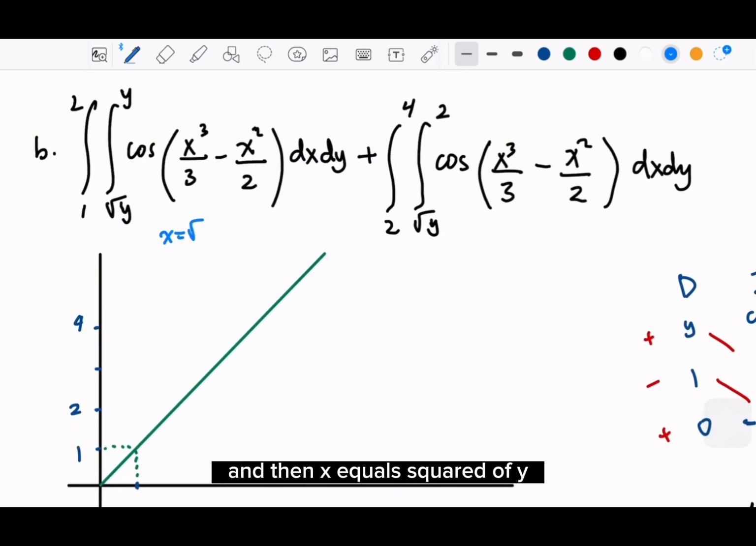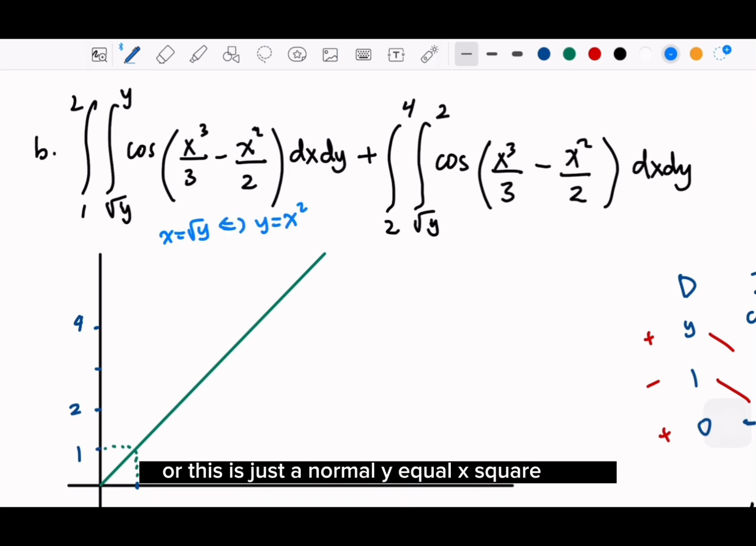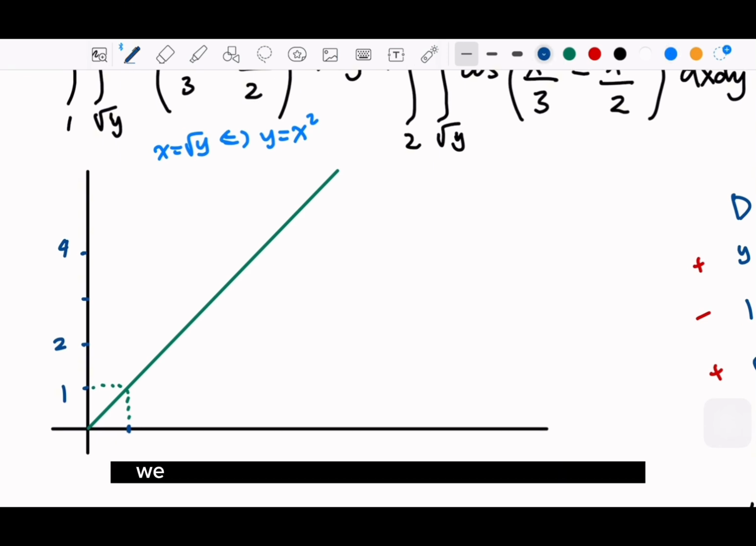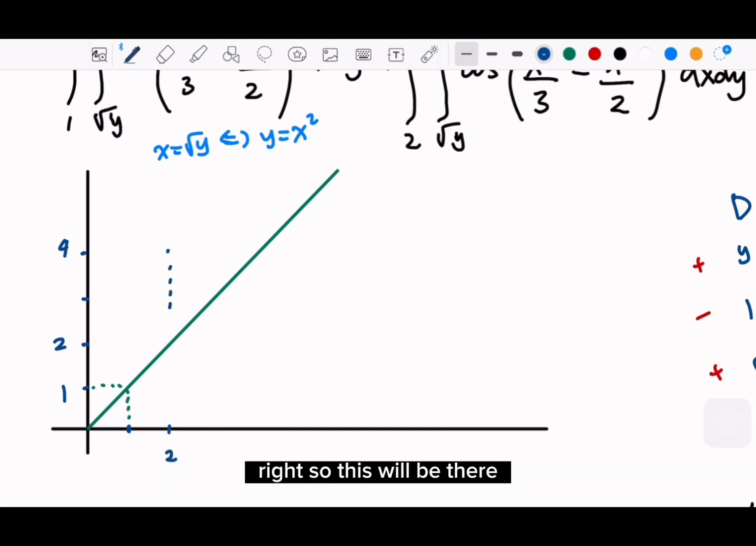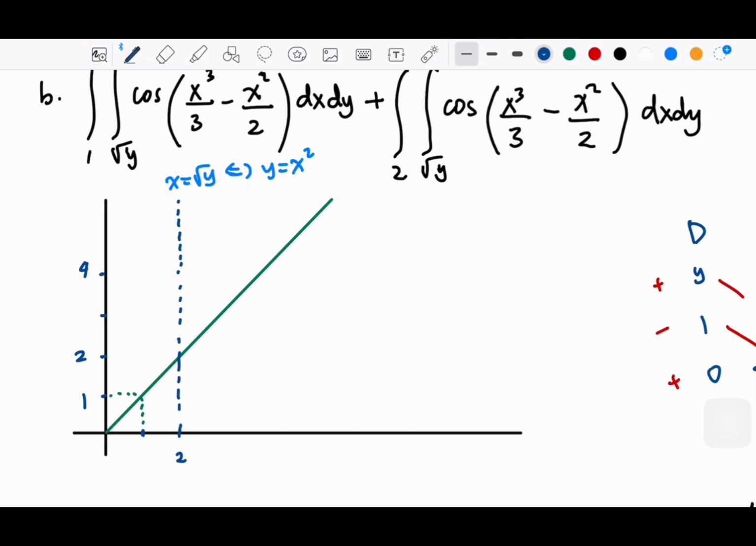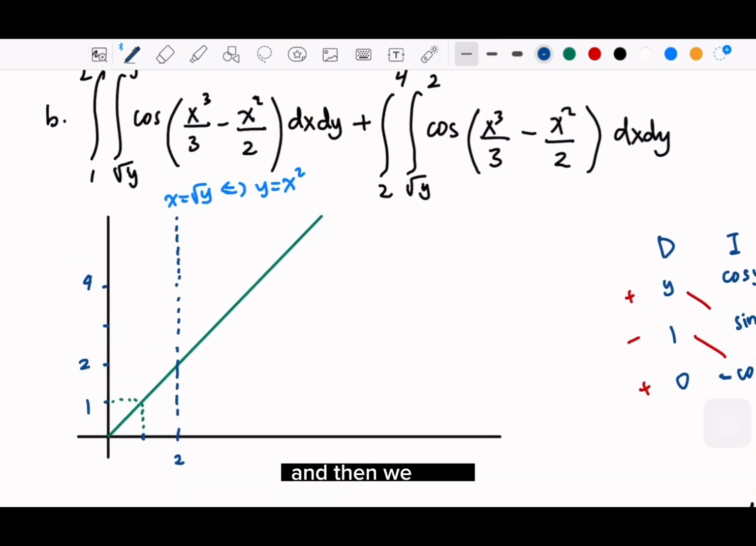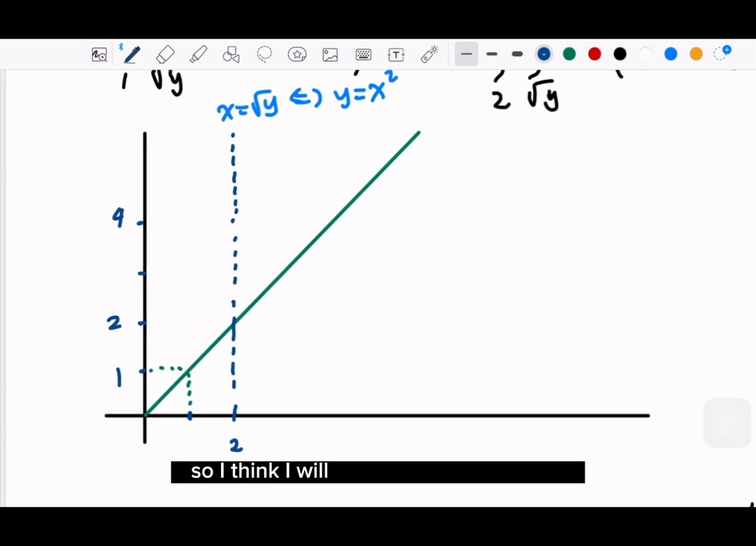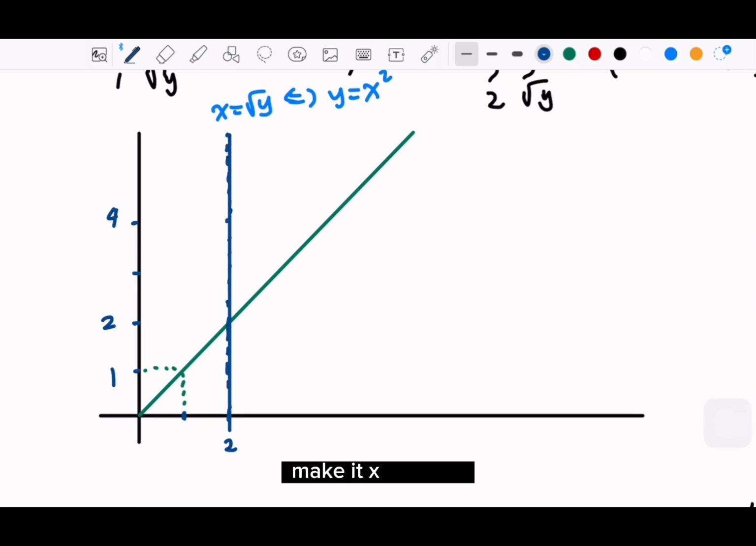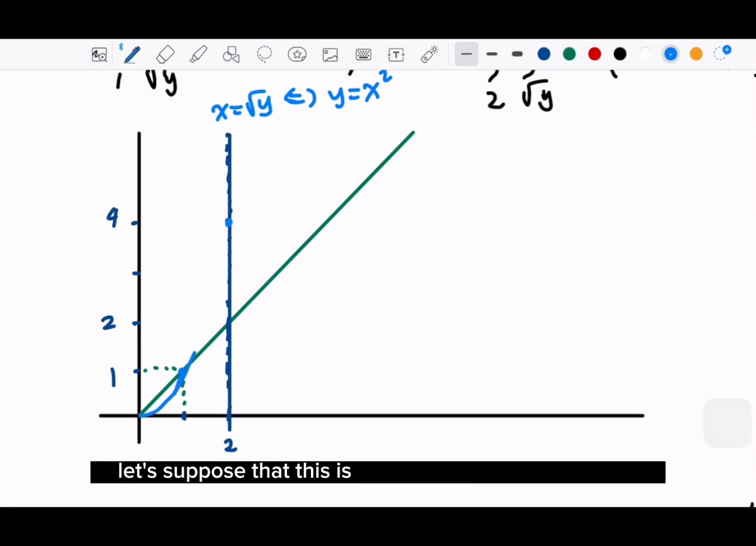And then x equals square root of y, or this is just a normal y equal x squared. Okay, and then to make sure that this is correct, we can check that if it's equal to, this will be 4, right? So this will be there. And then we have x equal 2. So I think I will just write the line here, make it x equal 2, and then we take the parabola. So I think I need to make it bigger, but that's okay. So let's suppose that this is going to be the parabola.